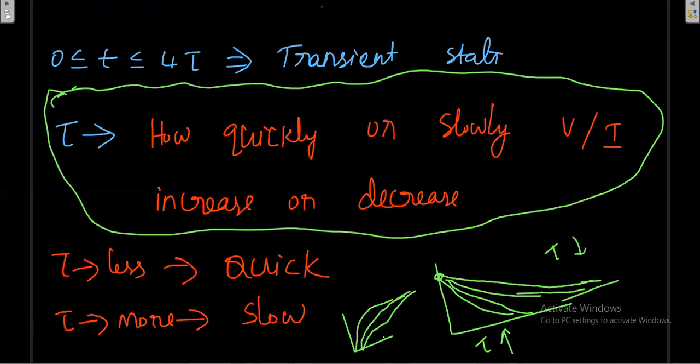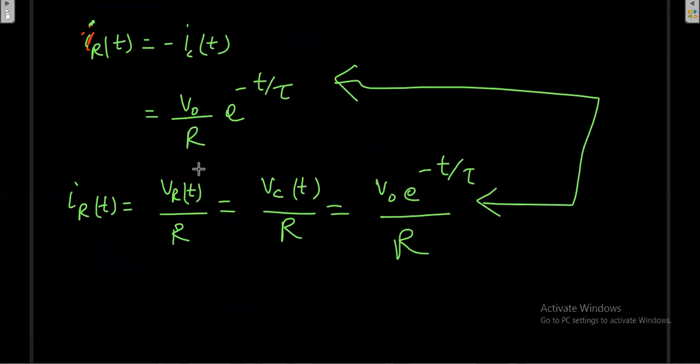So the current across the resistor is simply the voltage across the resistor divided by R. But in this case, the voltage across the resistor is the same as the voltage across the capacitor, VC of t divided by R. And I know what VC of t is, that is V naught e power minus t by tau divided by R. And these two will remain the same. So in a different manner we are calculating. Ultimately everything has to follow KVL and KCL. You go by any method, finally the answer will be the same.